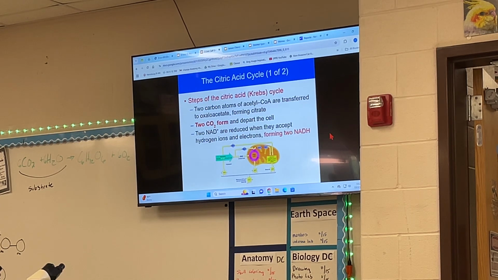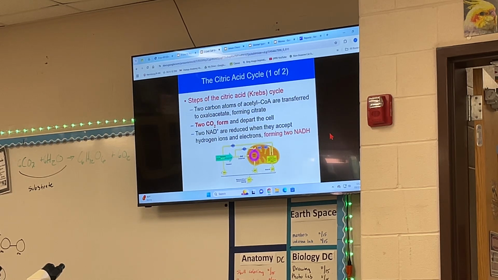So the steps of the Krebs cycle are very similar to what we saw in the Calvin-Benson cycle. You're going to have some energy invested into it, but then it's going to need to reset itself, so it needs a little energy to do that. You're going to have 2 carbon dioxides form, and then they leave the cell because you're breaking apart what was left of that glucose. So all the glucose and all the bonds are getting broken apart.